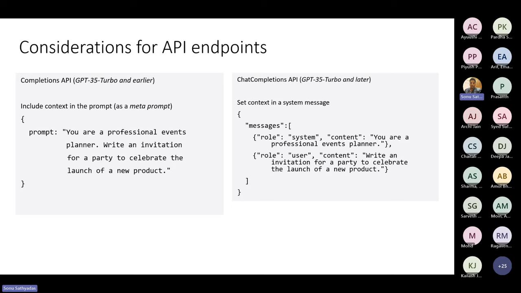So here you can see the completions API endpoint, which is clearly mentioned, GPT-3.5 Turbo or earlier versions you have to use. And in the prompt, you can see we include a context: You are a professional events planner. Write an invitation for a party to celebrate the launch of a new product. So inside the prompt, it is clearly mentioned who the assistant is. The assistant is a professional events planner. That is setting the context of the discussion, so the model is able to understand, yes, I'm a professional events planner, so I have to create an invitation for a party to celebrate the launch of a new product.